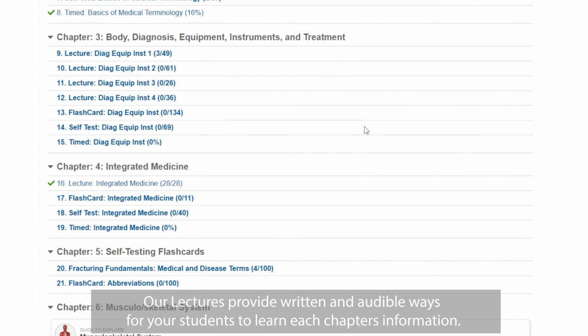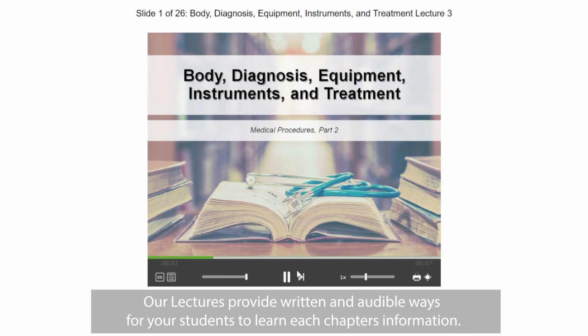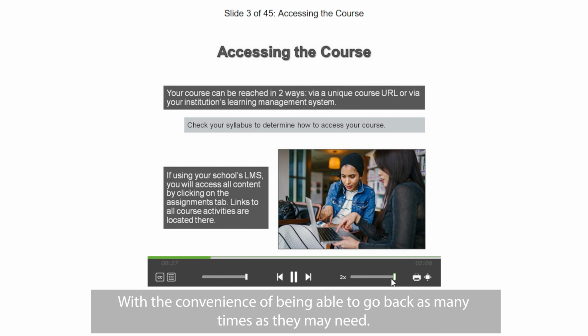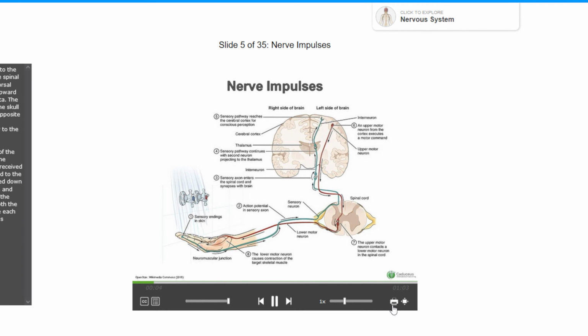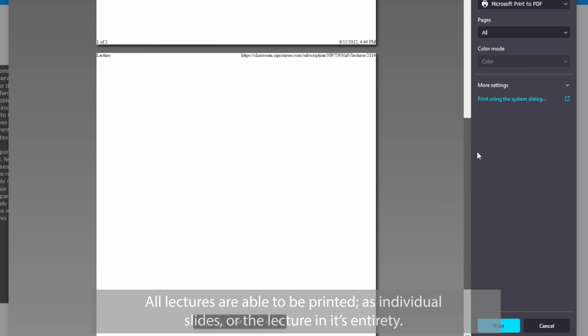Our lectures provide written and audible ways for your students to learn each chapter's information, giving your students the option to speed up or slow down the lectures to their own pace, with the convenience of being able to go back as many times as they may need. All lectures are able to be printed as individual slides or the lecture in its entirety.